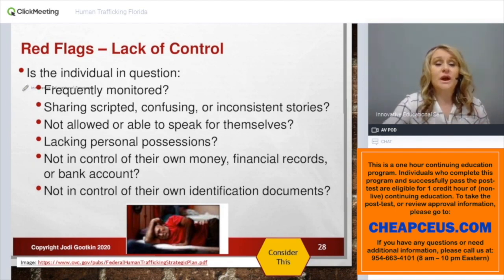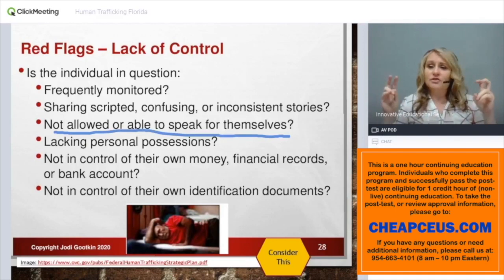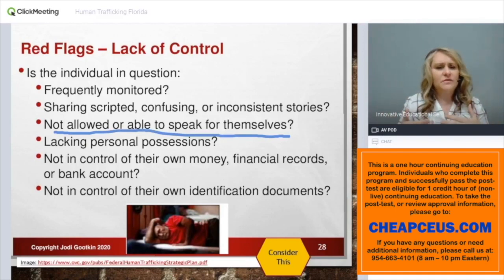Also, consider individuals who are not allowed to speak for themselves. If the individual has no apparent physical limitation or cognitive impairment limiting their ability to communicate, and there is no reason for you to think that there's a language barrier, but still they have a translator or they're not allowed to speak for themselves, that just doesn't make sense. As well as those very scripted stories that don't fit with their clinical presentation.